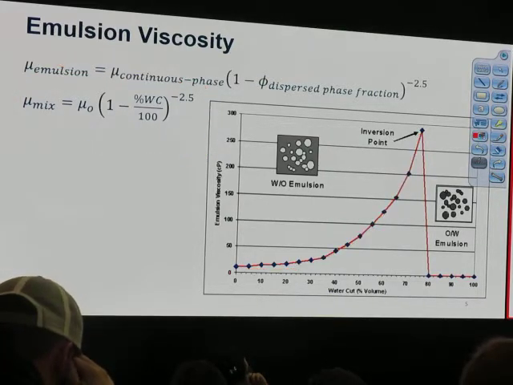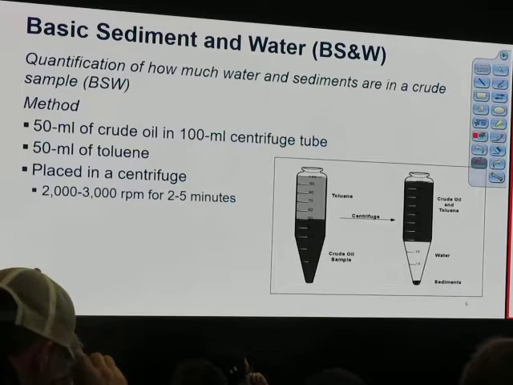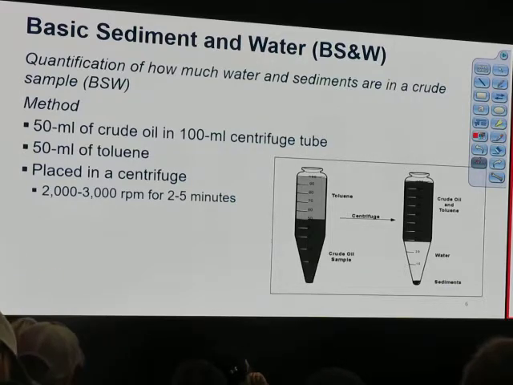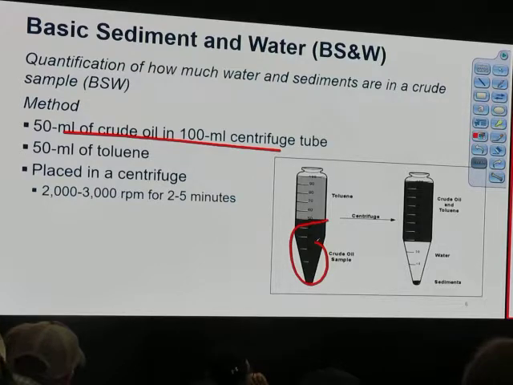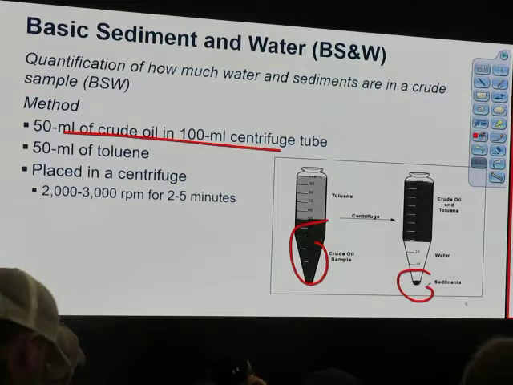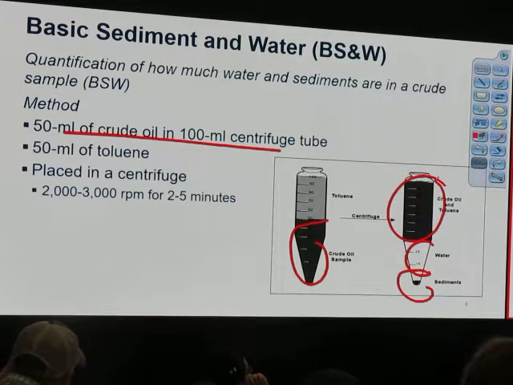To quantify it, we can do a test: the BS and W test. This is the method. Take crude oil in a 50 cc tube, add toluene on top, then centrifuge it. Then we will find out how much is sediment, how much is water, and how much is crude oil plus toluene. This way they can tell the percent BS and W.